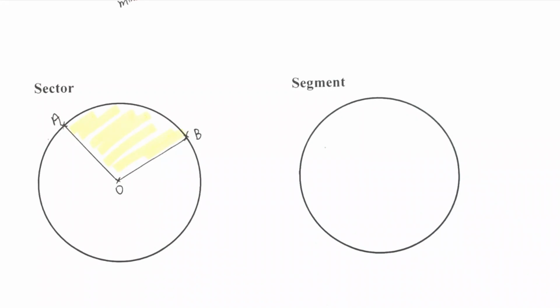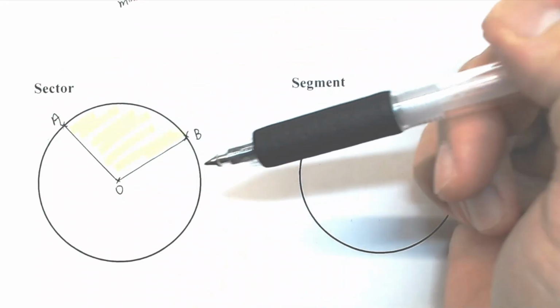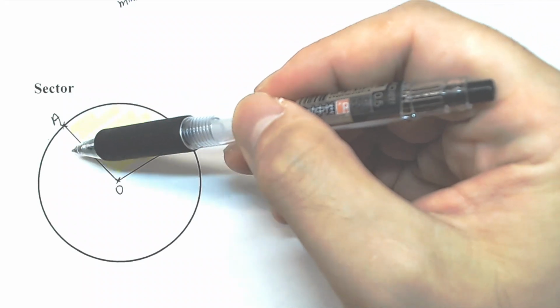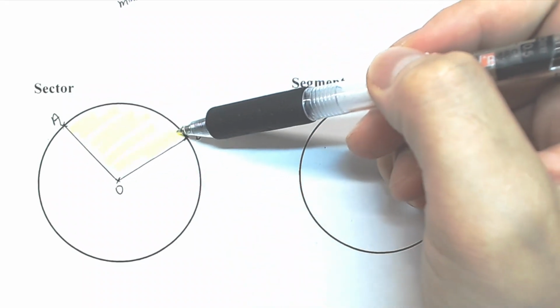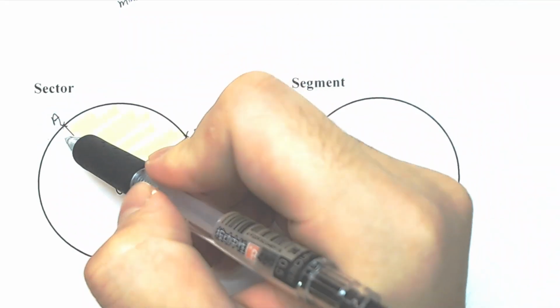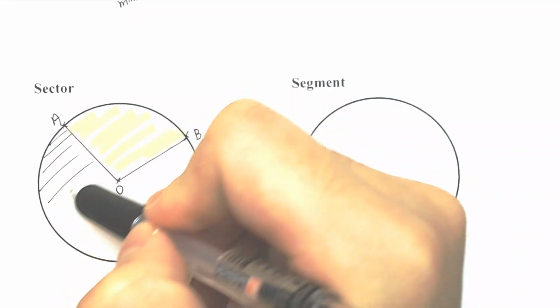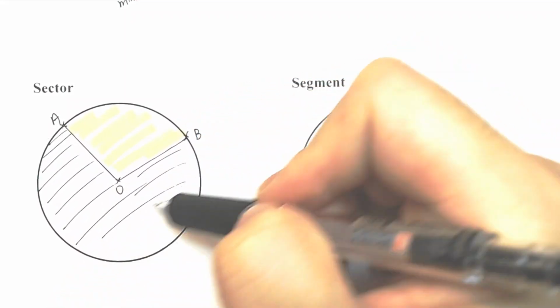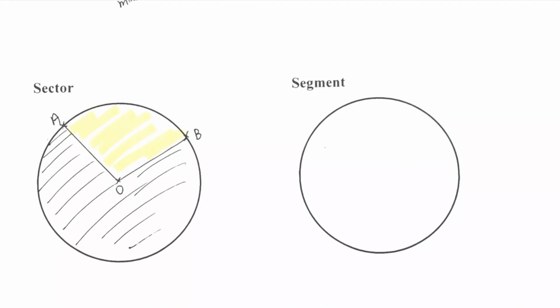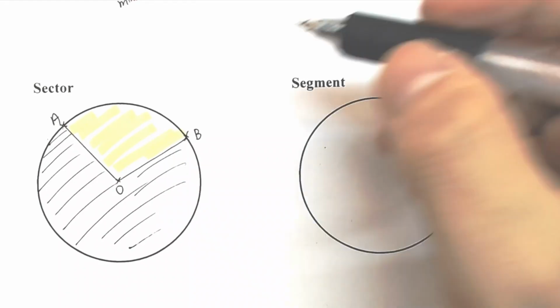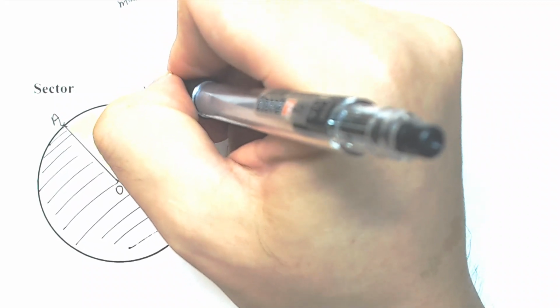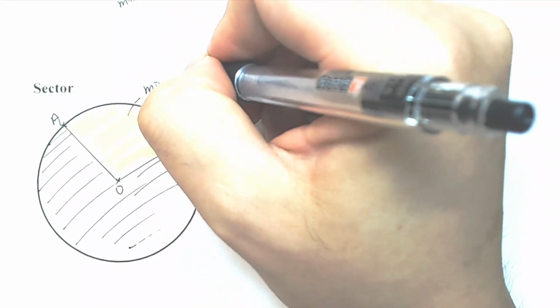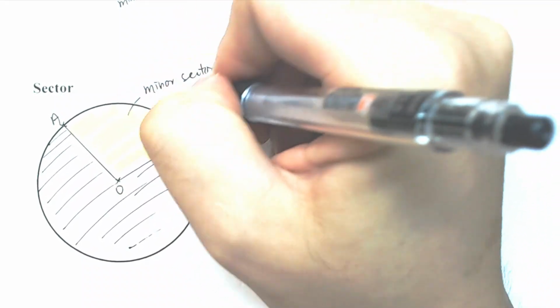And you may also think that for sector OAB, it may be a sector as shown, or it may refer to this larger part. And so for sector, it's the same as the arc. We can have minor sector and major sector.